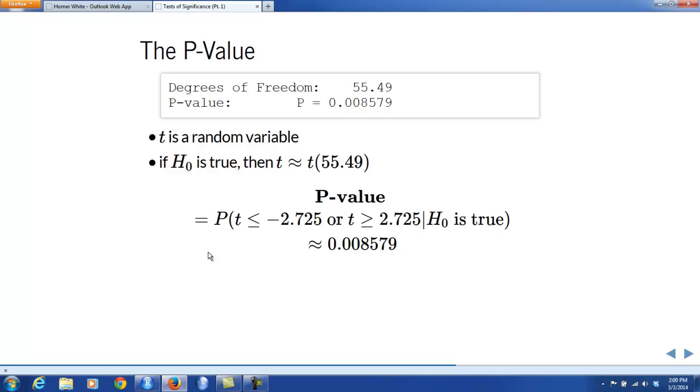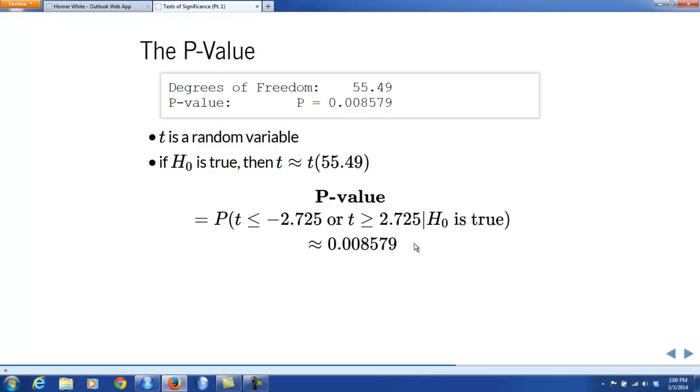Turns out that a t-curve with 55.49 degrees of freedom is one that's liable to be closest to the distribution of the test statistic. And so the way we get our p-value, since this is a two-sided test, is to compute the chance of the test statistic being less than or equal to what it was, or greater than or equal to a positive version of what it was, if the null is really right.